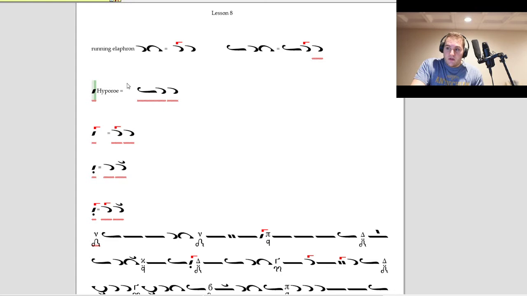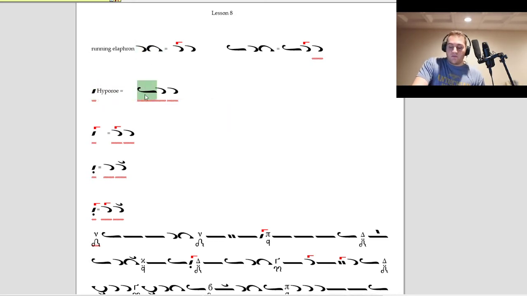Now we have the Hyporoe, which is essentially the same thing without the gorgon. Now you might be asking, why do we have Hyporoe and running elaphron? Why can't we just have one of those characters? Well, it's easy to use the running elaphron if there's going to be a syllable that falls here. But don't worry, you don't have to know this. This is only important for writing music. It really doesn't matter if you want to chant. You could literally go 100 years without knowing this and you'd be fine. The Hyporoe, on the other hand, doesn't have a syllable that comes at the bottom. So what does this mean as a chanter? Absolutely nothing. All it means is that there's two different uses to use them.